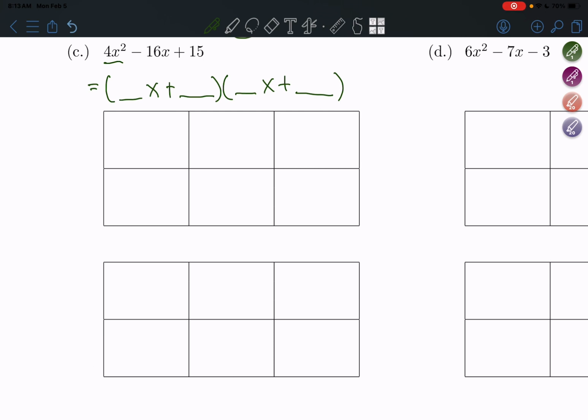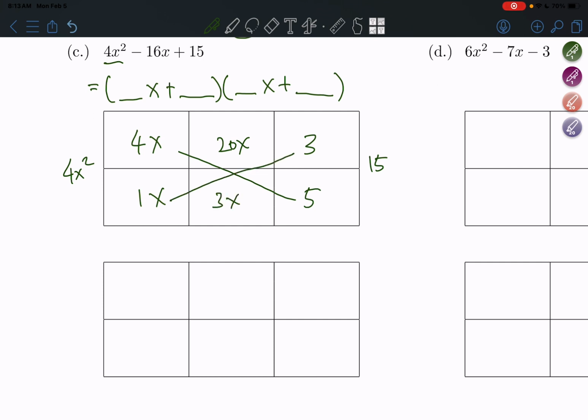Why not? So if we have it as 4x and 1x, you'll realize no matter what you use for the factors of 15, how about I say 3 and 5, you're not going to get the right answer. So let's do this real quick. 4x times 5 is 20x. 1x times 3 is 3x. If you add that together, you get 23x.